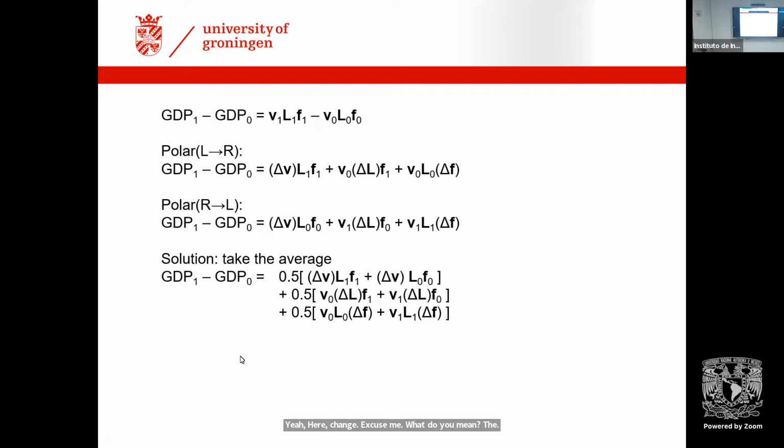No, there is no interaction. And the reason why there is no interaction is that, as you see, we have here different weights. So in this expression, delta V, the changes in value-added coefficients, are weighted with L and F in period 1. Here, delta F is weighted with V and L in period 0, and the Leontief inverse is weighted with something in period 0 and something in period 1.